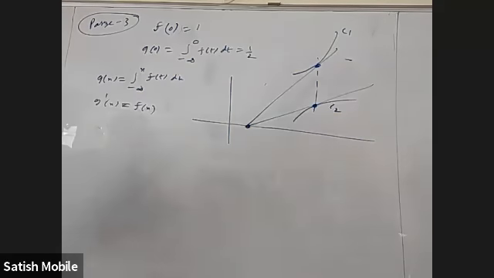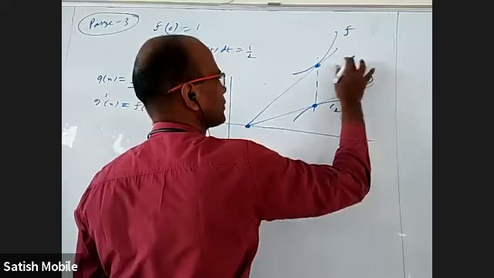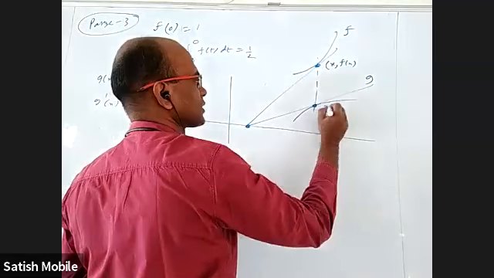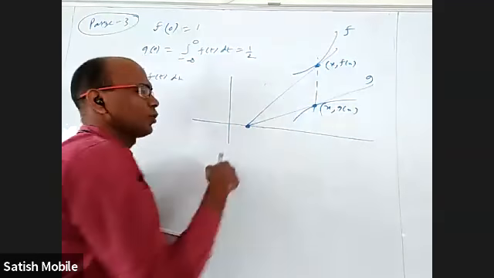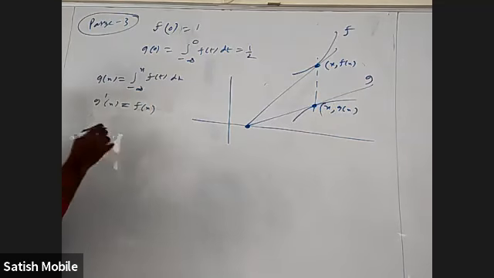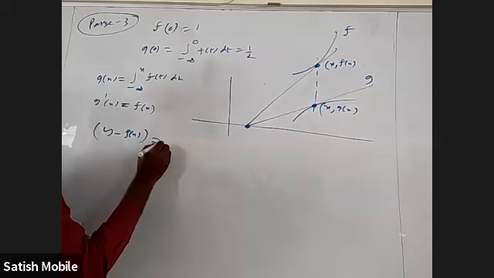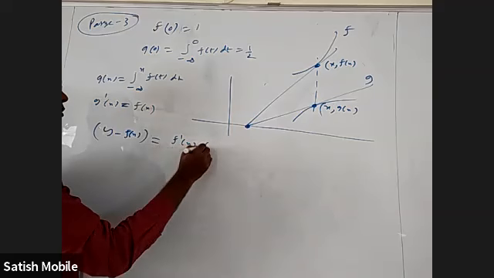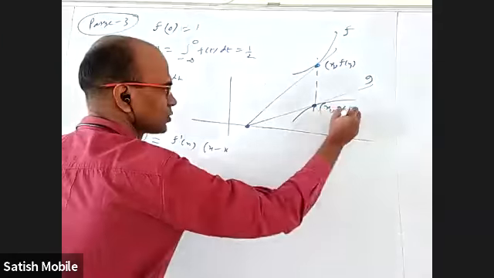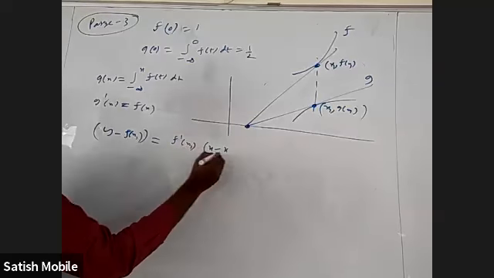But anyway, basically what we can infer from this: this curve I'll take as f and this curve I'll take as g. So this point is (x1, f of x1) and this is (x1, g of x1). Basically both tangents should have the same x-intercept. First of all, let us make a formula for that. What is the equation of the tangent? y minus f of x1 equals f dash x1 into (x minus x1).